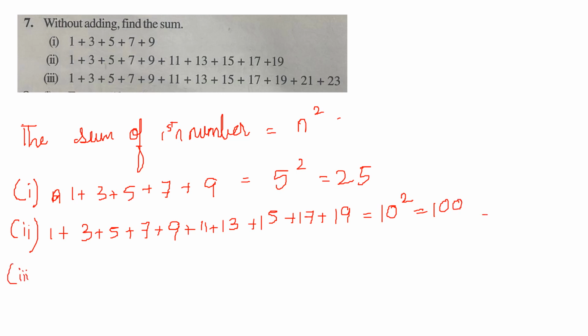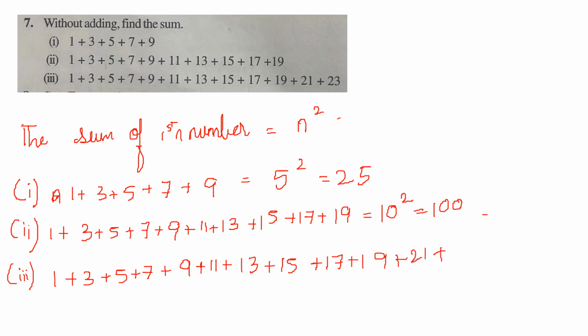Okay. And then the third question, 1 plus 3 plus 5 plus 7 plus 9 plus 11 plus 13 plus 15 plus 17 plus 19 plus 21 plus 23. So here it is the first 12 odd numbers. So it is 12 square. 12 square is nothing but 144.